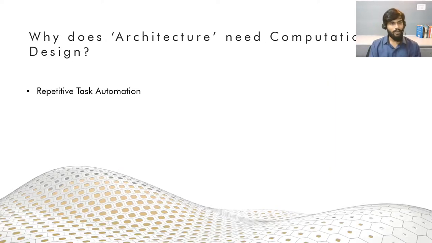Then there is something called repetitive task automation, wherein, let's consider that this is a building that you see down here. And these are different openings. Let's say these are windows in the building.